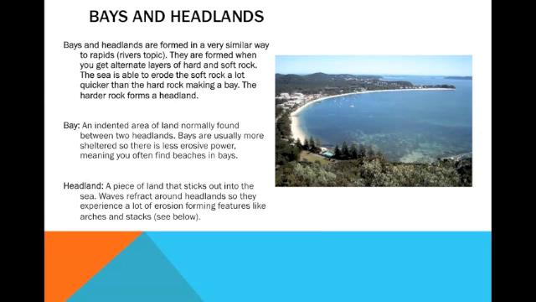Okay, bays and headlands. Bays and headlands are formed in very similar ways to rapids, which we'll look at in the rivers topic. They are formed when you get alternate layers of hard and soft rock. The sea is able to erode the soft rock a lot quicker than the hard rock, so making a bay. The harder rock forms a headland.